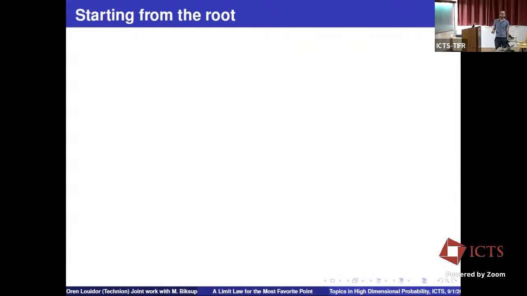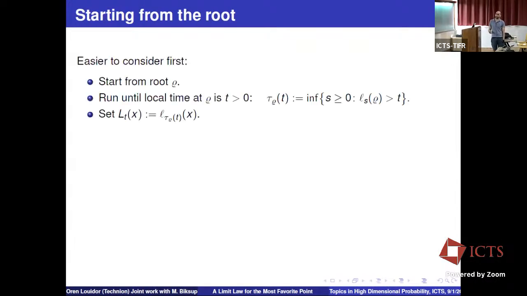Now, as I said before, instead of looking at the original problem, let me look at a slightly different problem. Instead of starting at a leaf and waiting until the walk reaches the root, let me start at the root and wait a prescribed time. This is not going to be the running time of the walk, but rather I'm going to wait until the local time at the root is t. So this is like the generalized inverse of the local time at the root. I run the walk until it has accumulated t time at the root. Then I stop, and now I ask, what is the maximal local time? For ease of notation, let me denote by L_t(x) the local time at x when I've stopped this process, when the local time at the root is t.